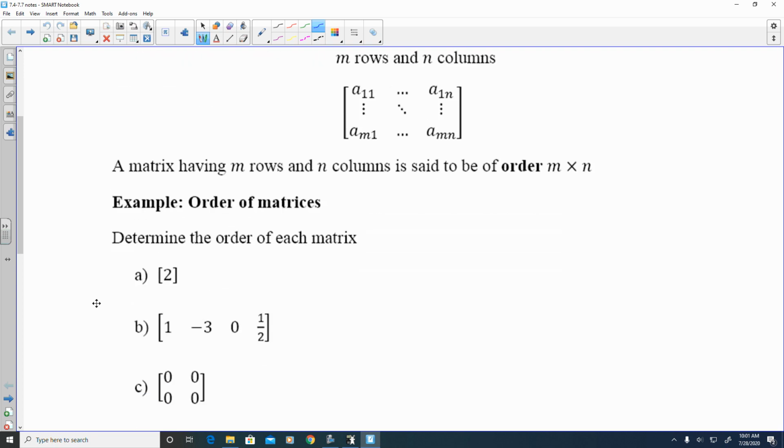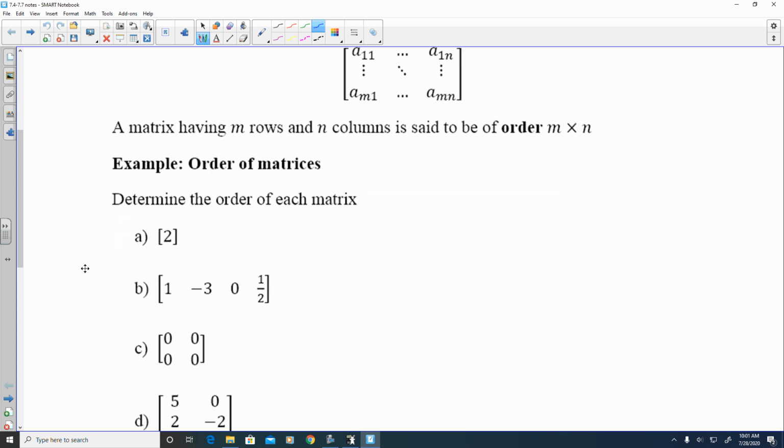So to determine the order of a matrix, we're looking at, okay, how many rows does it have and how many columns does it have? Letter A just has one of each, so this is a 1 by 1 matrix. Again, we're starting horizontal. Letter B, there's one horizontal row and there are 4 vertical columns, 4 numbers across. So that's the number of columns. So this is a 1 by 4.